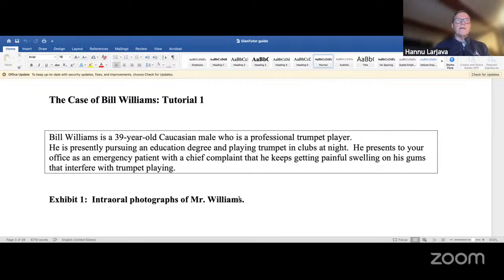So who is Mr. Bill Williams? Bill Williams is a 39-year-old Caucasian male who is a professional trumpet player. He's presently pursuing an education degree and playing trumpet in the clubs at night. He presents to your office as an emergency patient with a chief complaint that he keeps getting painful swelling on his gums that interferes with his trumpet playing. And then everybody can have a look.